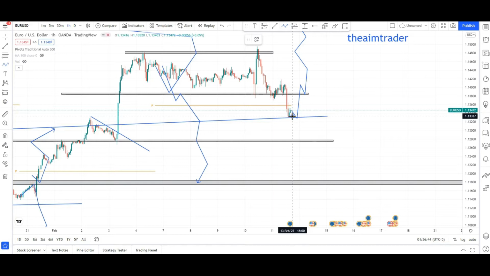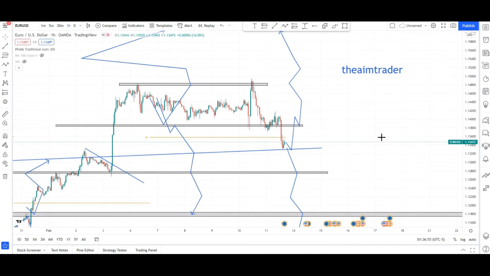Okay guys, if it comes downside, if it breaks, your first target will be this, second target, third target, and your fourth target. Okay guys, these are the four targets in Euro USD.